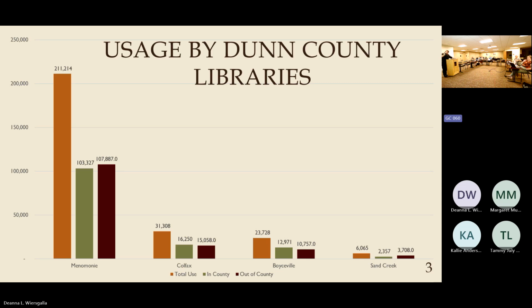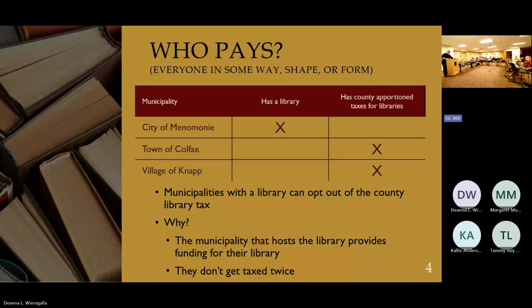So you can see that in our Menomonie Public Library, we're actually getting more requests from out-of-county residents, which is interesting. But it is, of course, a little bit larger of a library. We have that same thing in Sand Creek, also because of the location of Sand Creek being really close to the border of other counties. So that's just kind of a brief overview.